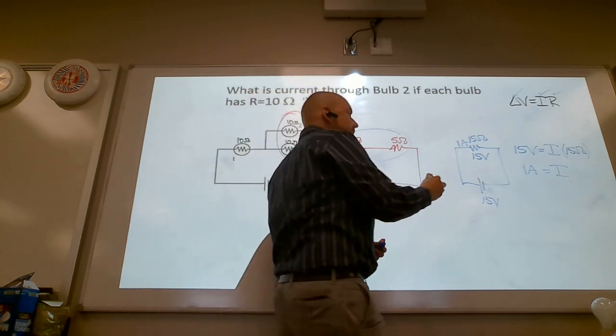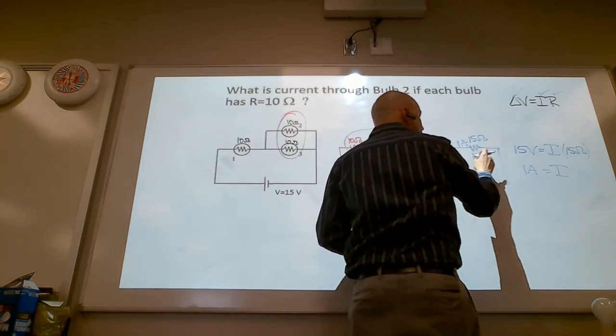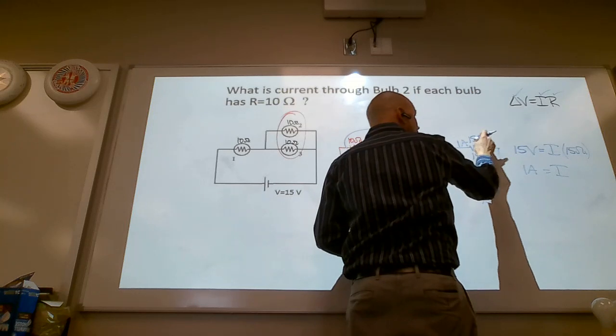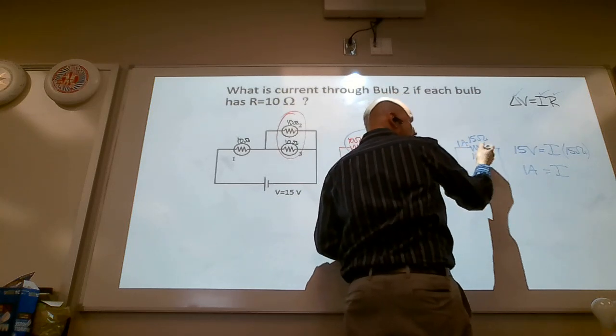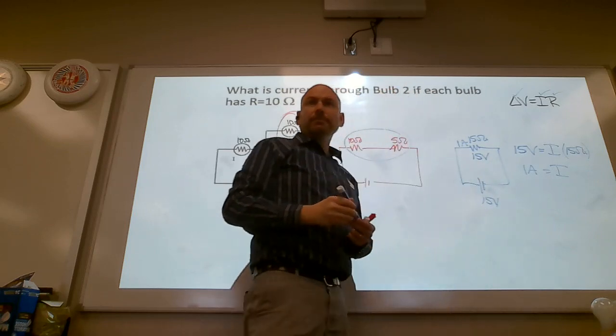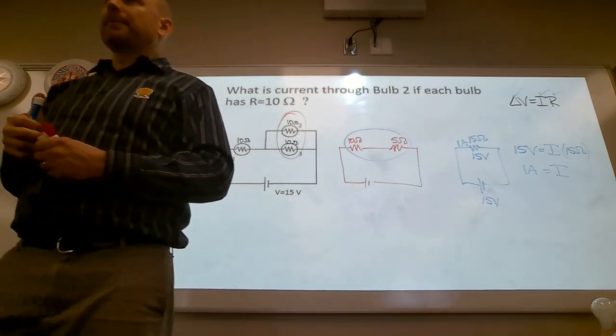Okay, so this is the total. Well, I just found the total. I had the total resistance. This is the total voltage. This is the total current. Good with that?